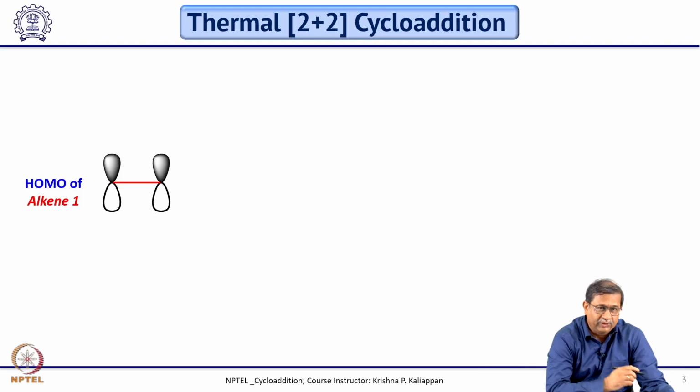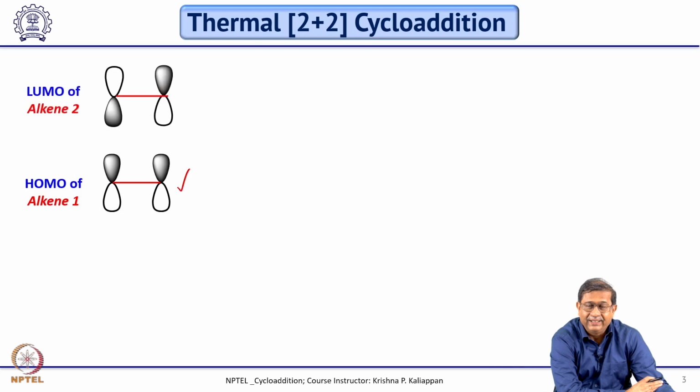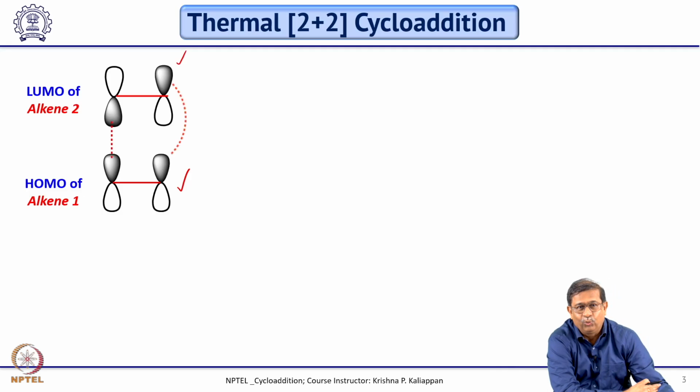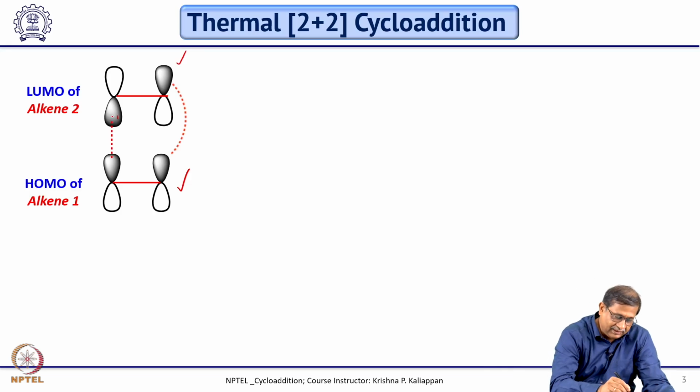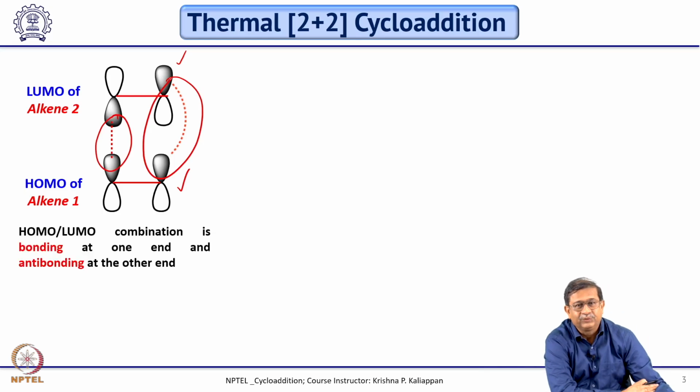So if you take the HOMO of 1 alkene, because there are 2 alkenes involved, the HOMO of the first alkene is this one, then obviously you have to take the LUMO of the second alkene. Now if you take this LUMO of the second alkene, what you see is the bonding happens at only one end, whereas at the other end you see an antibonding. So obviously this should not lead to a formal 2+2 cycloaddition reaction.